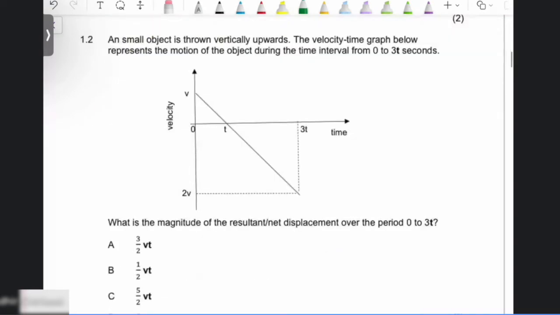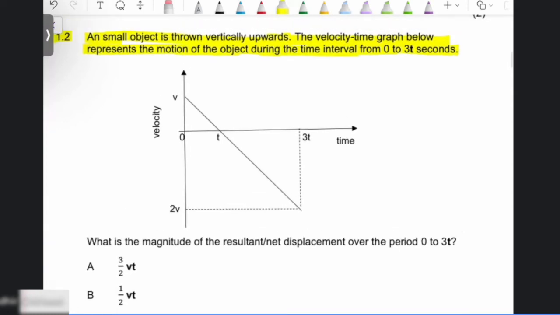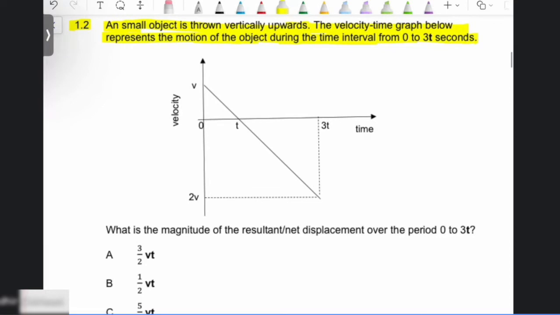Okay. All right. Here, it says an object is thrown vertically upwards. The velocity time graph below represents the motion of the object during the time interval 0 to 3t seconds. Now, this one was pretty cool, because it brought our knowledge of graphs of velocity time, displacement time into a multiple choice. Here they ask, what is the magnitude of the resultant or net displacement over the 3t seconds, whatever it is, right?